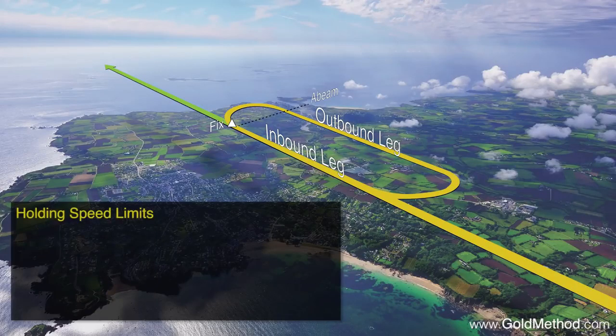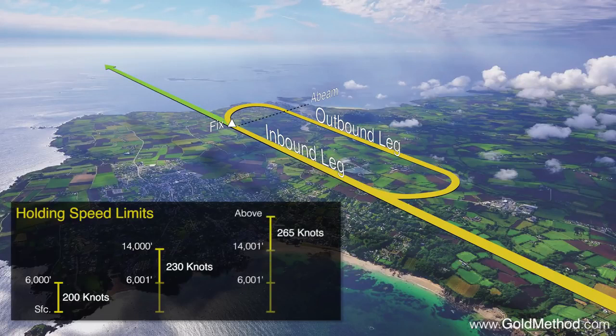There are also speed limits to consider. From the surface up to 6,000 feet, you may not go faster than 200 knots in a hold. From 6,001 to 14,000 feet, the speed limit is 230 knots. And from 14,001 and above, you may not go faster than 265 knots.